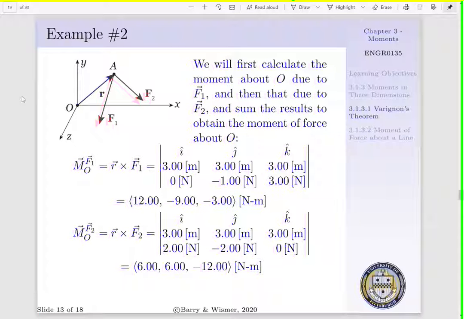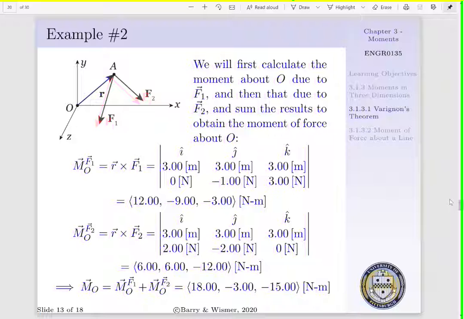Now, our moment of force about point O due to F2 is equal to R cross F2, and thus we'll solve the following determinant. The only difference with this determinant is our force vector, where our third row is now 2.00 newtons, minus 2.00 newtons, and 0 newtons. When we execute the cross product, we have 6.00, 6.00, and minus 12.00 newton meters. Thus, our total moment of force about point O is equal to our moment of force about point O due to F1 plus our moment of force about point O due to F2. We have 18.00, minus 3.00, and minus 15.00 newton meters.